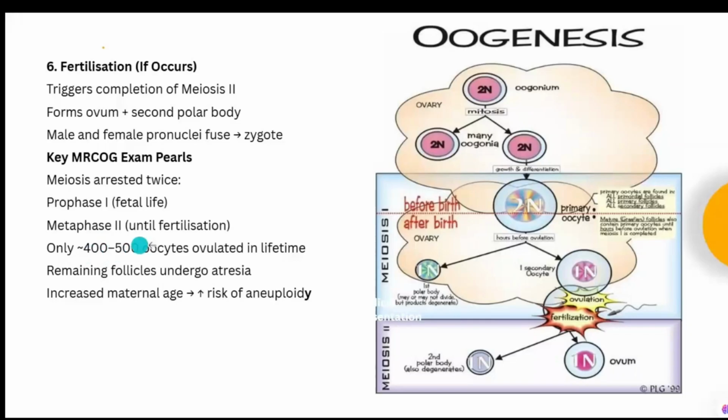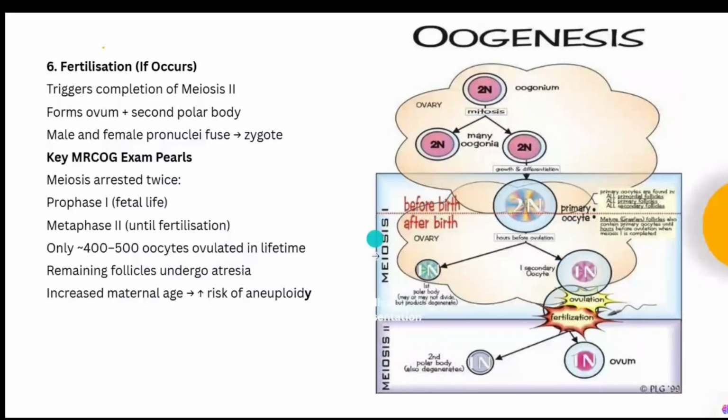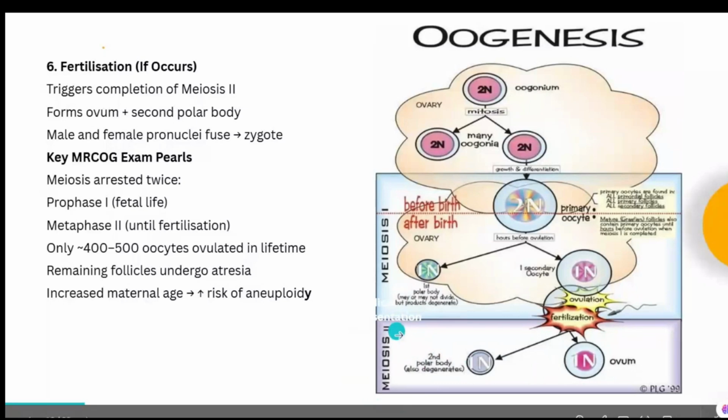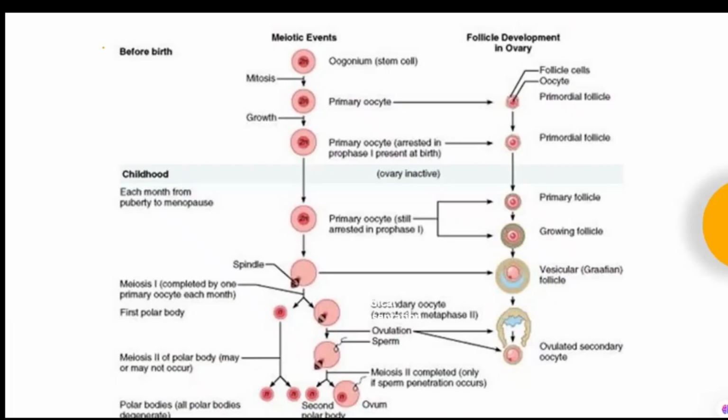Okay. Only 400 to 500 oocytes are ovulated in a lifetime. The remaining follicles will undergo atresia, and increased maternal age increases the risk of aneuploidy. So this is what you should remember here. The initial part is in the fetal life, and further steps happen from puberty onwards, and meiosis 2 will get completed if there is fertilization. The same thing is mentioned over here, what we have discussed. That finishes the gametogenesis. Thank you.